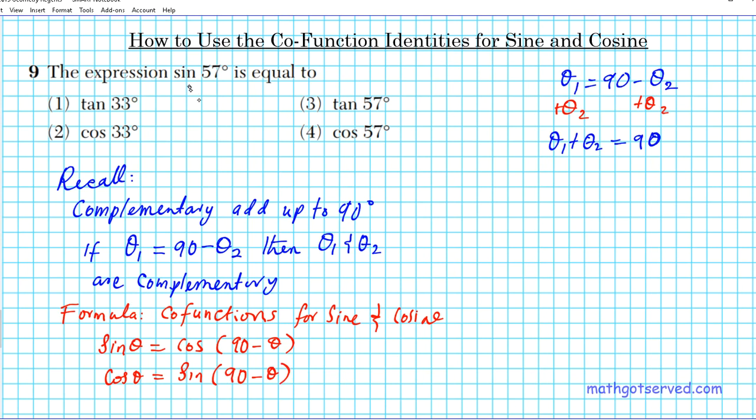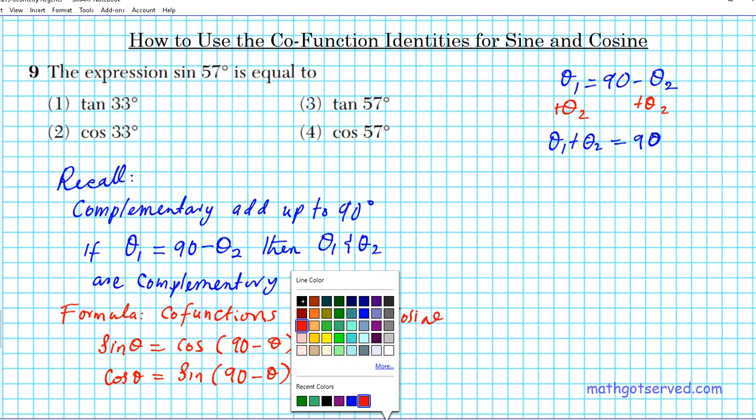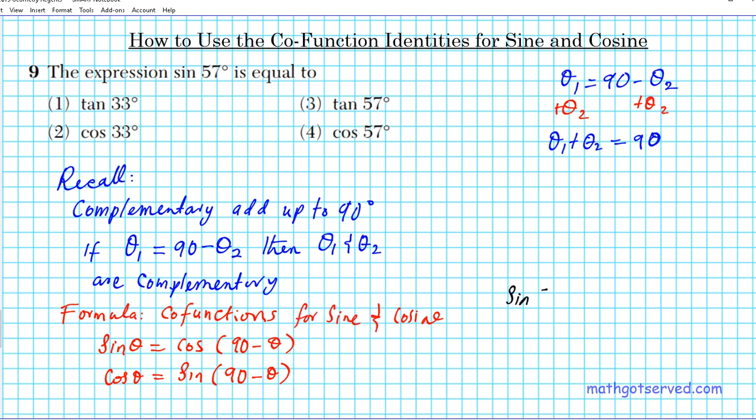So for this particular problem here, sine of 57 is simply equal to cosine of the complement of 57. What is the complement of 57? 90 minus 57. Okay, so sine of 57 is equal to cosine of 90 minus 57, which is 33 degrees. The answer to question number 9 is option number 2. Okay, so that's an illustration of how to use the cofunctions identity for sine and cosine.